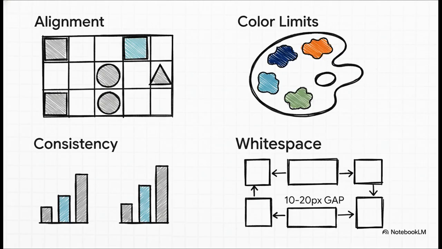Alignment. Always use snap to grid so everything lines up razor sharp. Color. Stick to a maximum of 3 professional colors. Please, no neon colors. Consistency. If 2023 is blue in one chart, it has to be blue in all of them so the brain doesn't get confused. And lastly, white space. Leave a consistent 10 to 20 pixel visual gap between elements. It completely elevates the final product from cluttered to relentlessly clean.